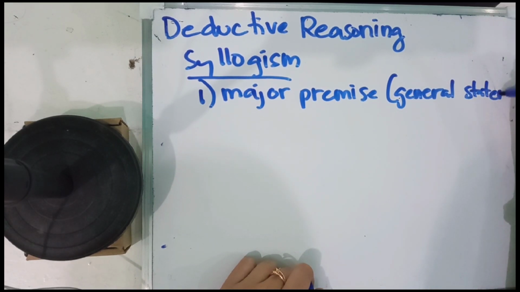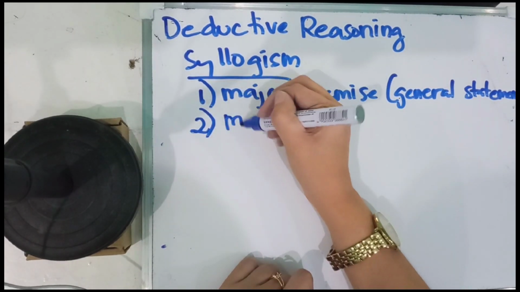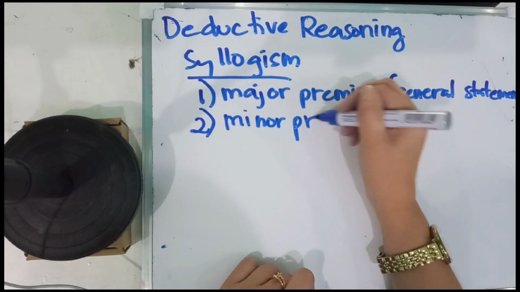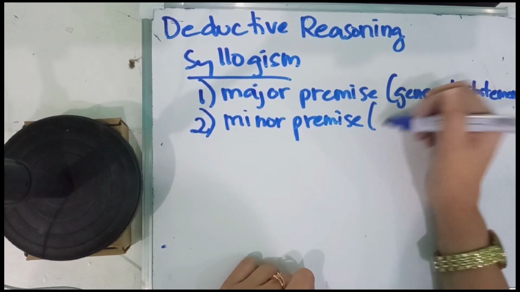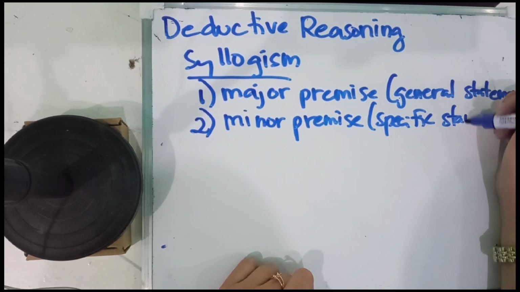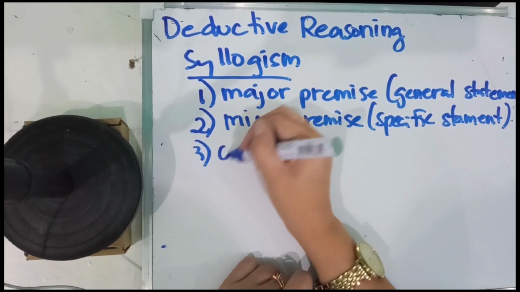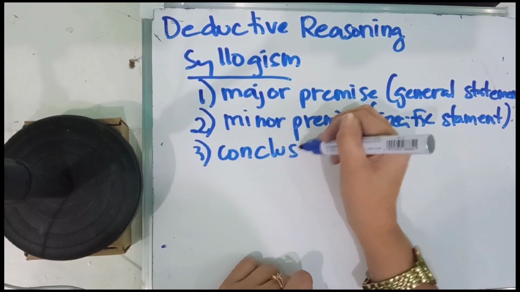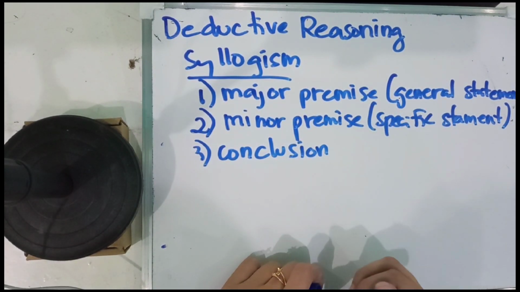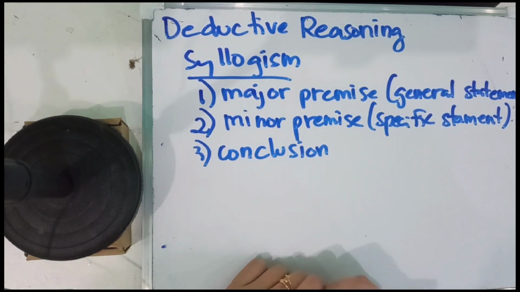Because as I've told you earlier, in deductive reasoning, we proceed from general statements to specific. Second, we have what we call our minor premise. The minor premise is a specific statement. And the third, we need to create a conclusion based on the 2 statements, the major premise and the minor premise.